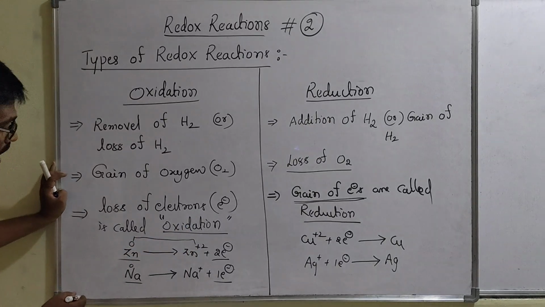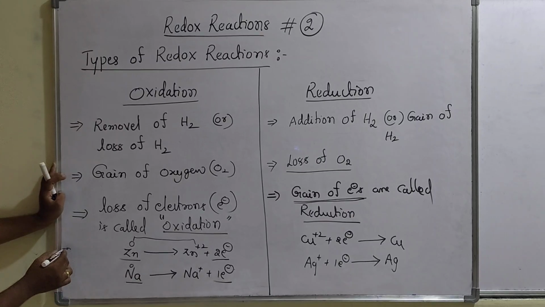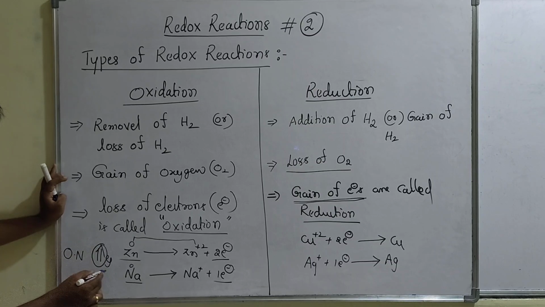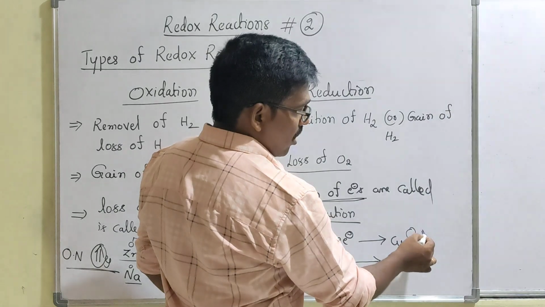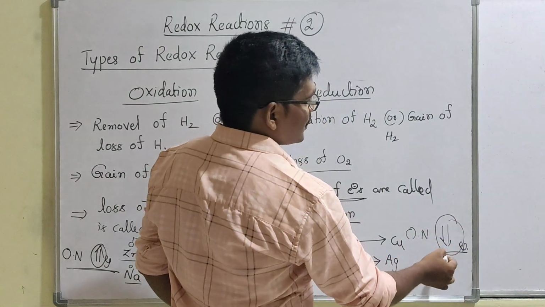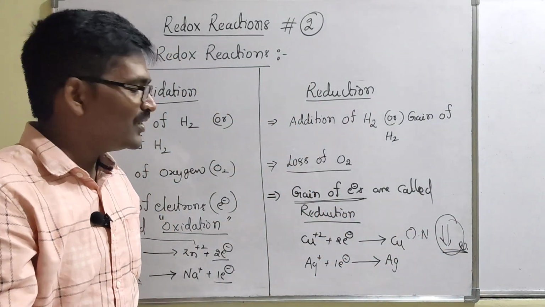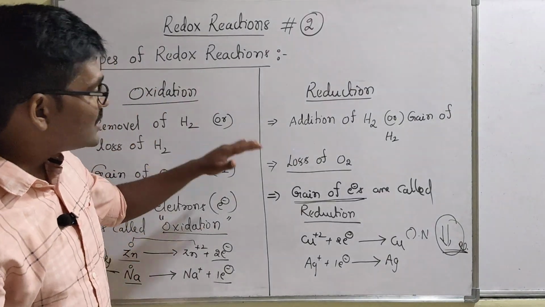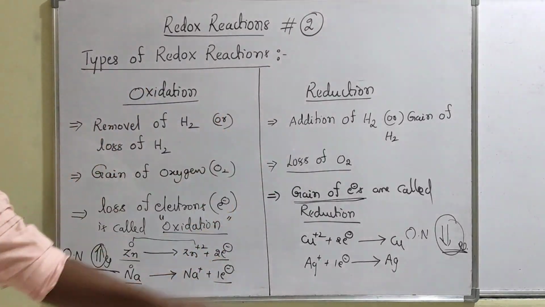So what I told: oxidation number increases, we call oxidation. Oxidation number decreases, we call reduction. Both you have to remember. All these definitions you have to remember. Just note it, all of you.